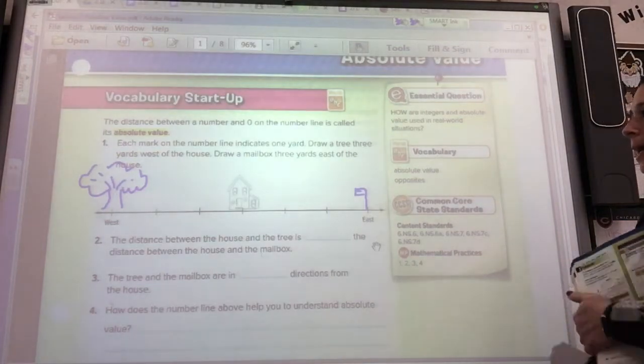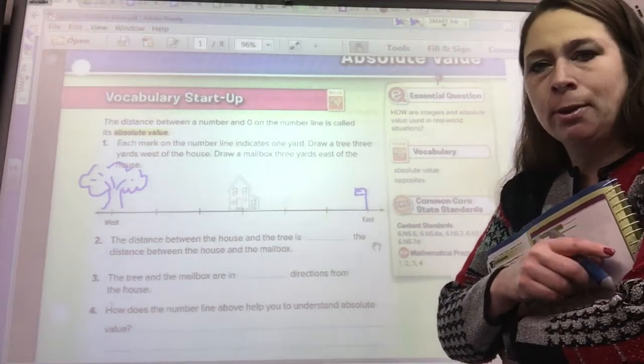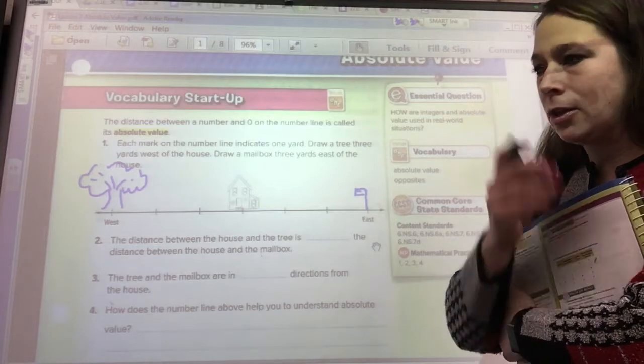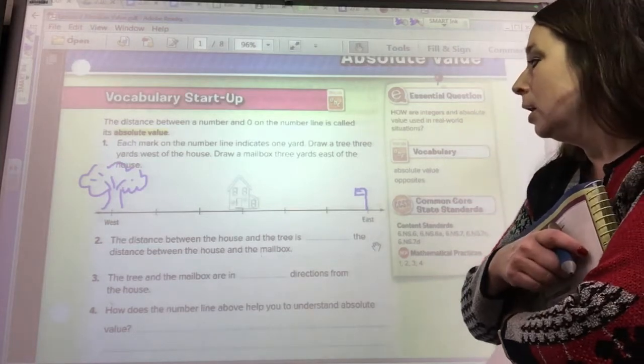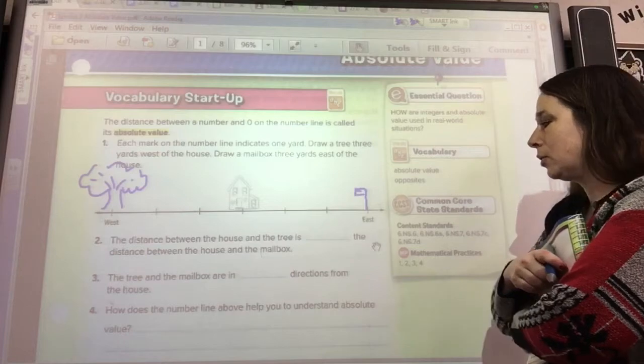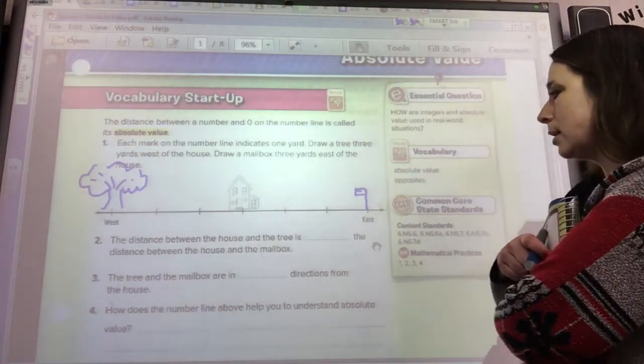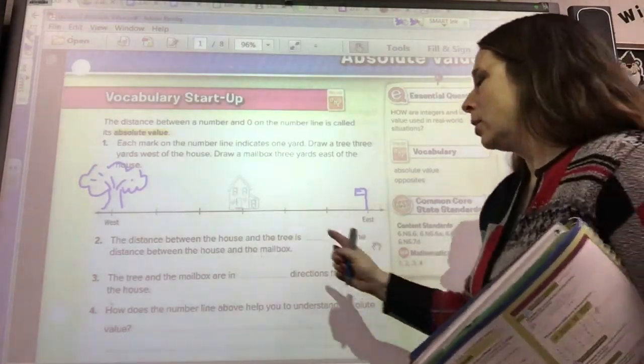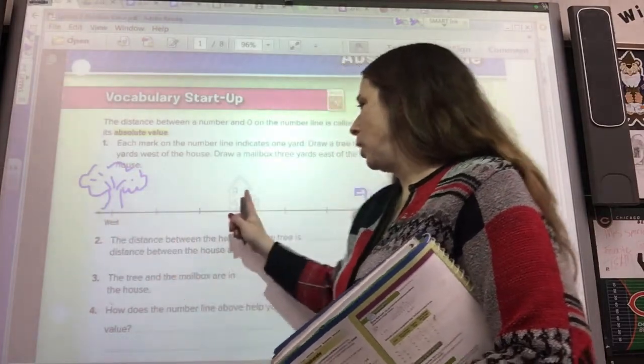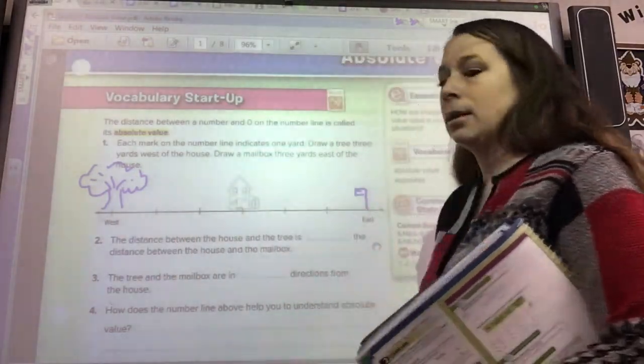Okay, then it asks us some questions. Now, if you need to pause, finish drawing your mailbox or your tree, that's fine. I just quickly sketched mine, but if you need to, go ahead and pause. The distance between the house and the tree is what? The distance between the house and the mailbox.